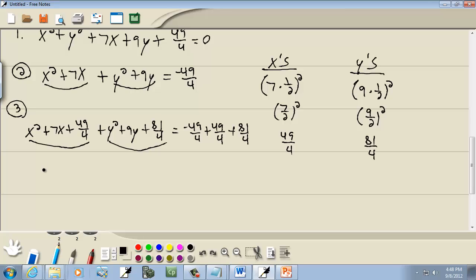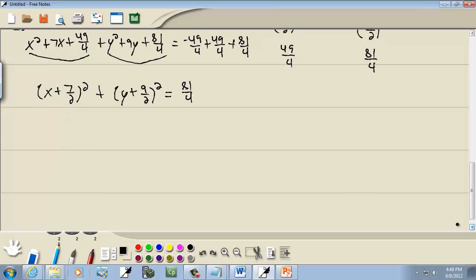Okay, we want to factor the x's now, so that becomes x plus 7/2 squared. And we want to factor the y's, that becomes y plus 9/2 squared. Over on the right side, the negative 49 over 4 plus 49 over 4 cancels, and we're left with 81 over 4. And this is in standard form now.